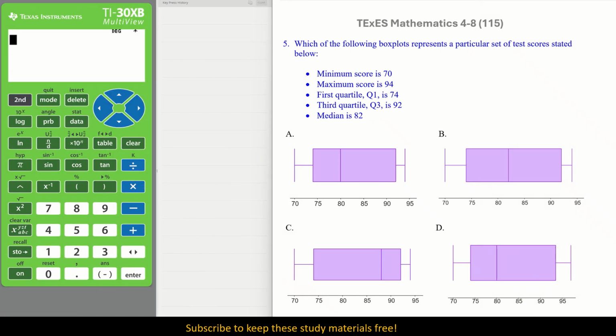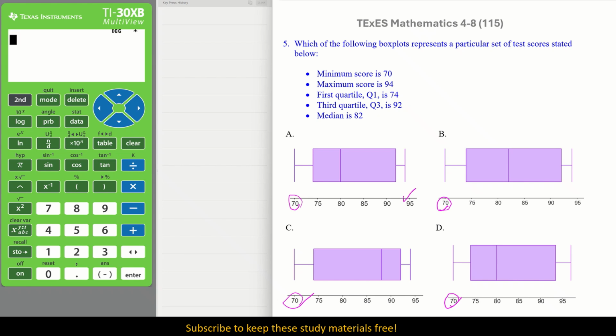Number 5. Which of the following box plots represents a particular set of test scores stated below? We're looking at a minimum of 70 and a maximum of 94. Well, let's check those first. I agree here: A and B and C and D. So the minimum isn't going to help us. They're saying the maximum, the end of the whisker, would be 94. I'm okay with this one.